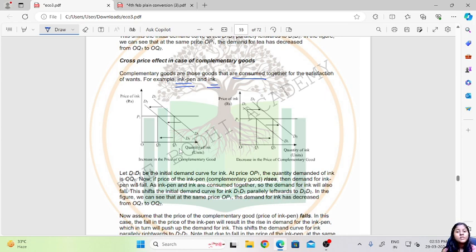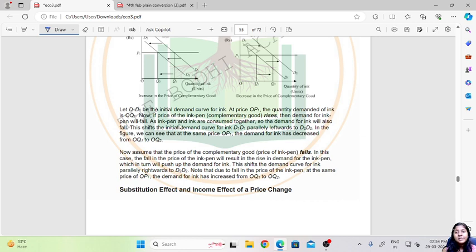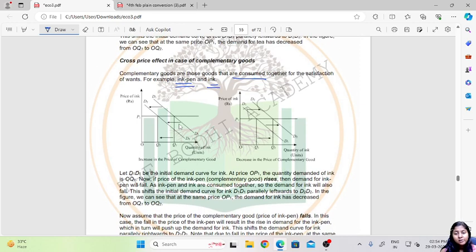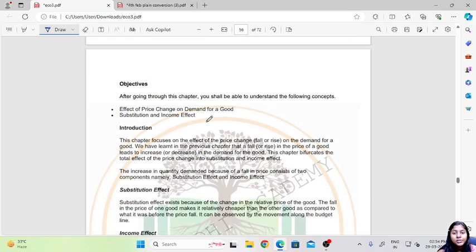Now if the price of the ink pen, the complementary good, rises, then demand for ink pen is going to fall. As ink pen and ink are consumed together, the demand for ink will also fall. So this shifts the initial demand curve for ink, D1, parallelly to D2. In the figure we can see that at the same price OP1, the demand for ink has decreased from OQ1 to OQ2.